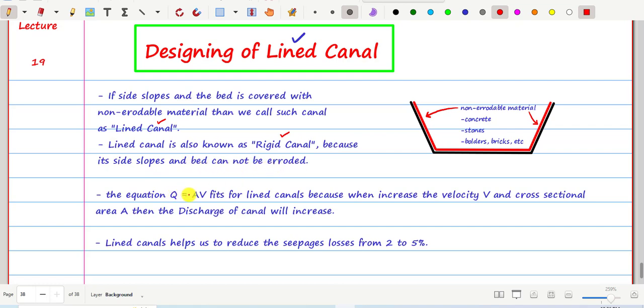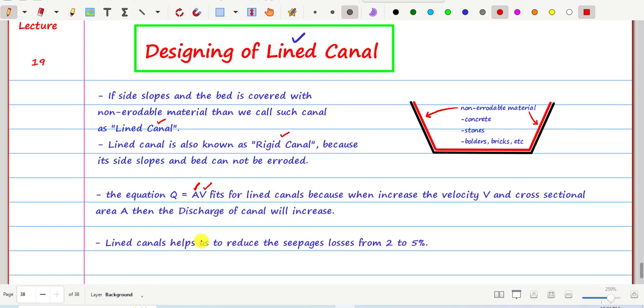So the equation Q is equal to AV, discharge is equal to cross-sectional area multiplied by velocity, actually fits for the lined canals, because whenever we increase the velocity in this canal, or if we increase the cross-sectional area of the canal, the discharge of the canal will also increase. So they are directly proportional. Discharge is directly proportional to the cross-sectional area and velocity in case of lined canals.